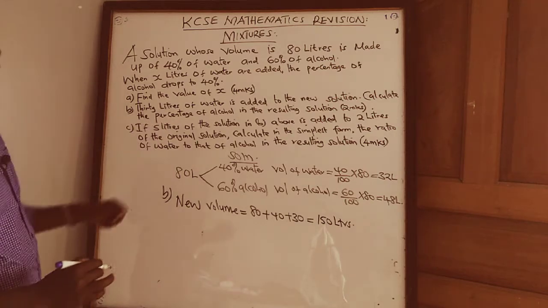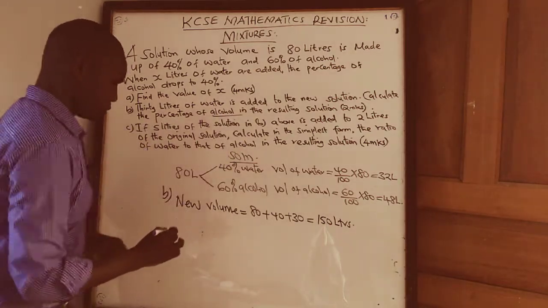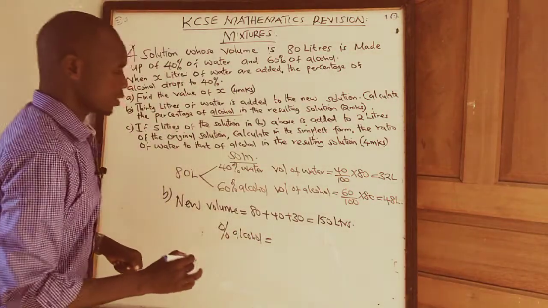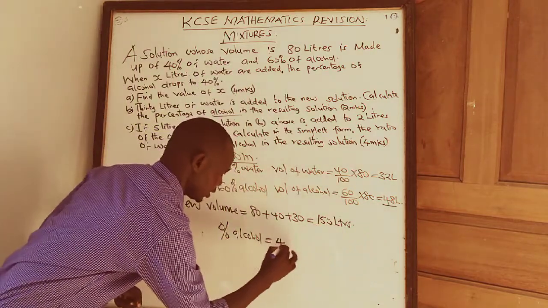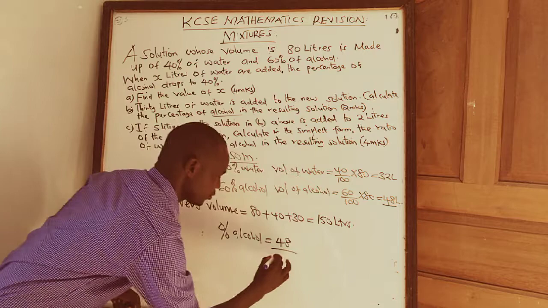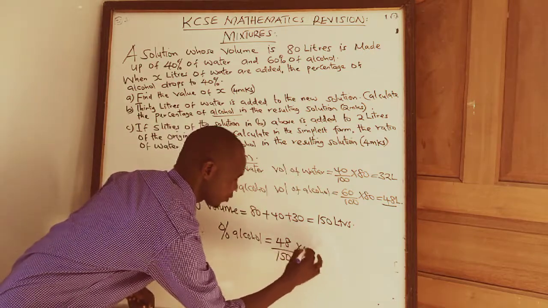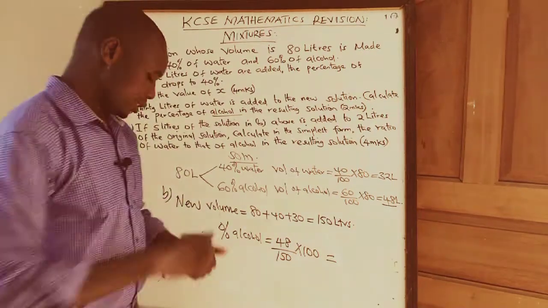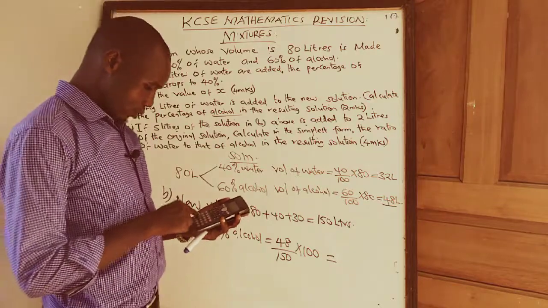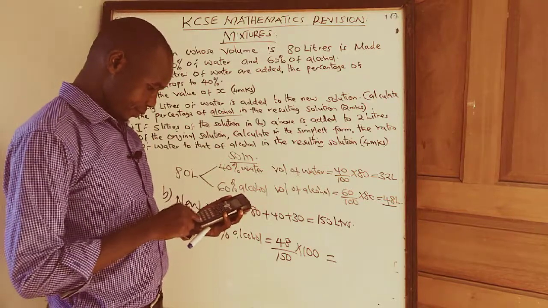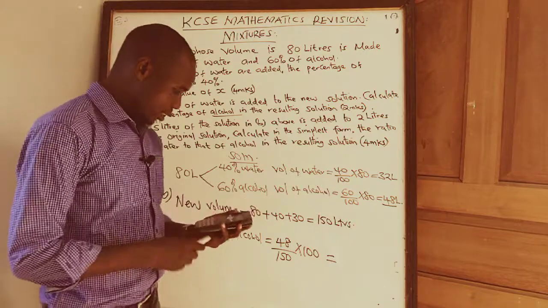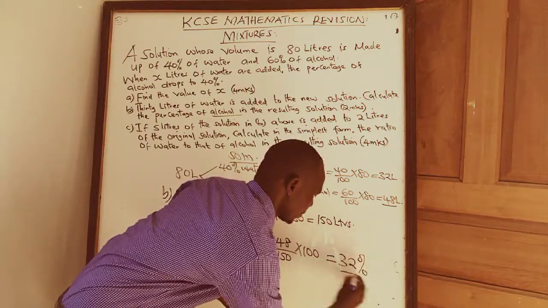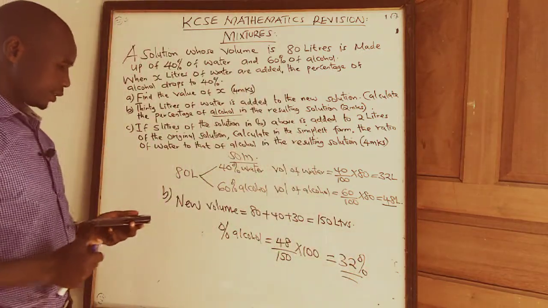Now, find the percentage of alcohol in the resulting solution. Percentage of alcohol will be equal to the volume of alcohol, which was 48 initially, divided by the total new volume, which is 150, everything multiplied by 100. That is 48 out of 150 times 100, and this is going to give us 32%. And that is the answer to this question.